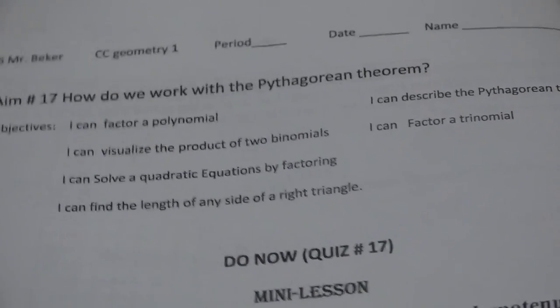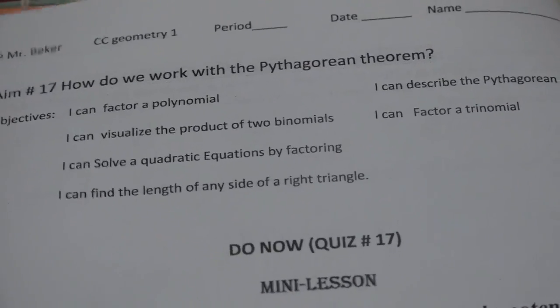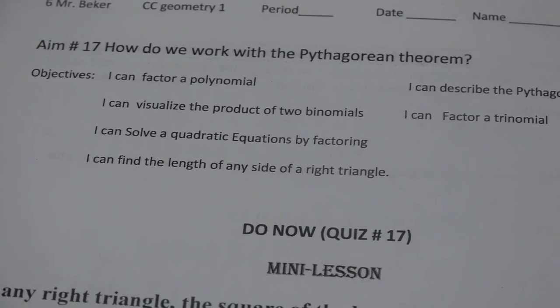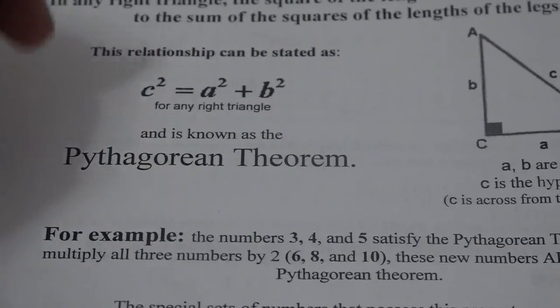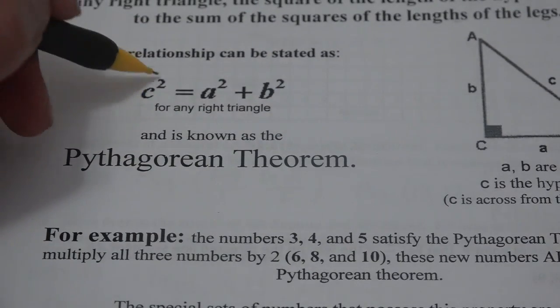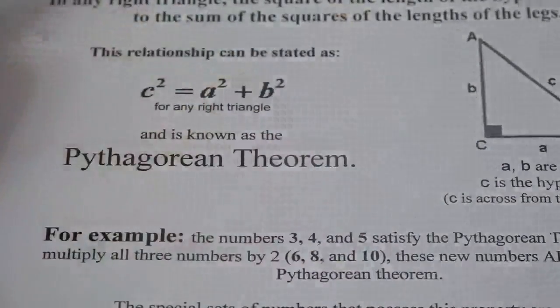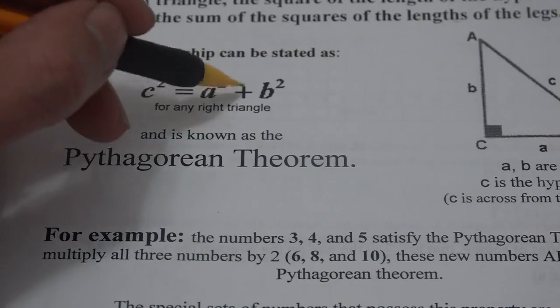Okay, so in this lesson we're going to work with the Pythagorean theorem. I'm not going to introduce what it is. We're just going to browse through the problems. We already know that Pythagoras' theorem says that the square of the hypotenuse is equal to the sum of the squares of the two sides. So c squared equals a squared plus b squared.